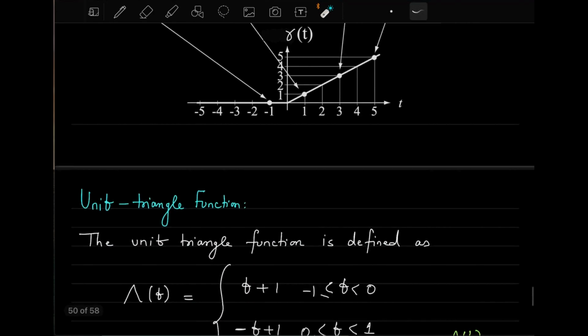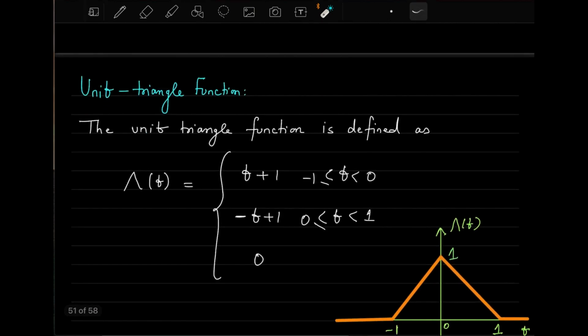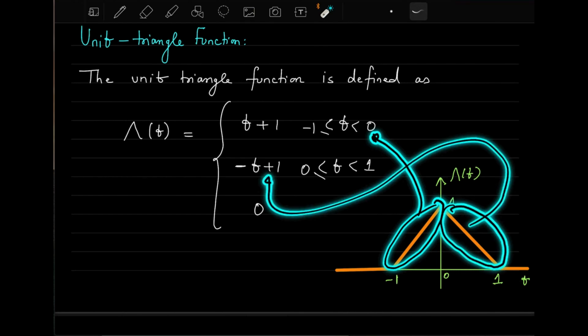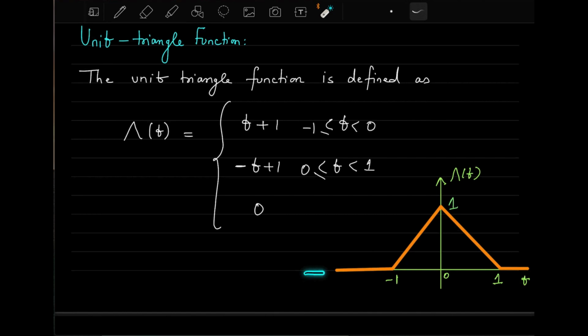Okay. The last one that we have is the unit triangle function. It is represented by this symbol, and it is defined such that for t between -1 and 0, its value is t plus 1, and for t between 0 and 1, its value is minus t plus 1. So this particular thing is this, and this line segment is this. And for the rest of the values, it is 0, which is this one and this one. So this is the definition of the unit triangle function.